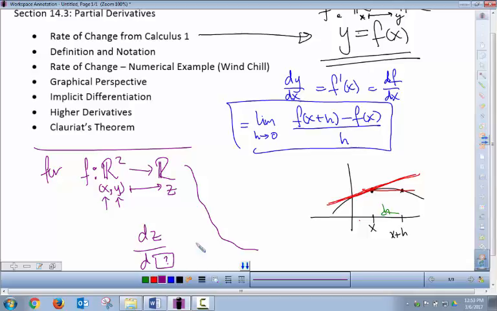Yep. Yeah, so if you have y by itself as a constant, just pretend it's 5 to the third power. The derivative of 5 to the second or third power is going to be 0. So those things will disappear.